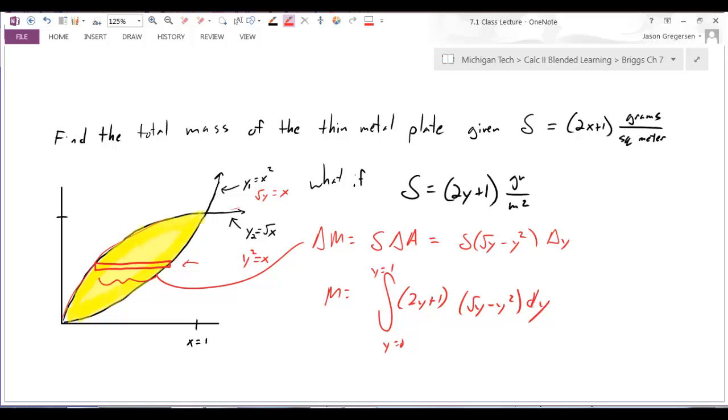All right, any questions about this? Once again, this is just an area problem in disguise. Any questions?